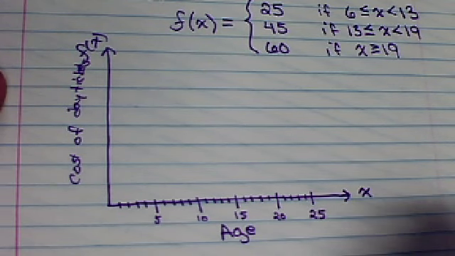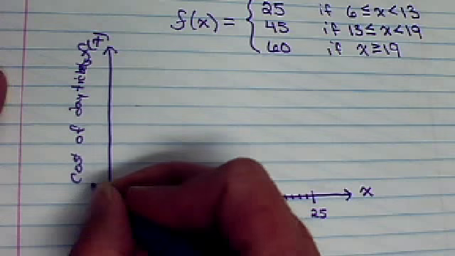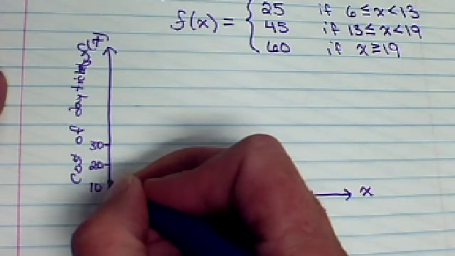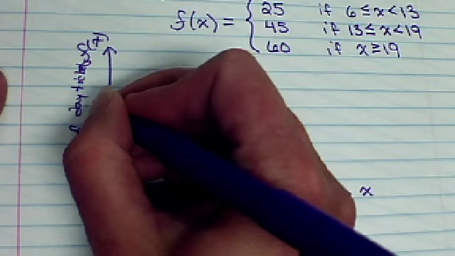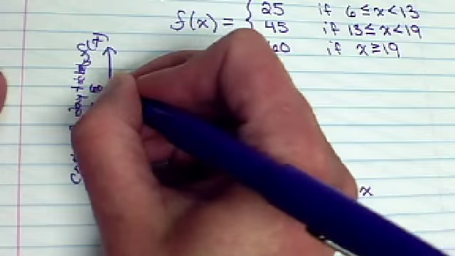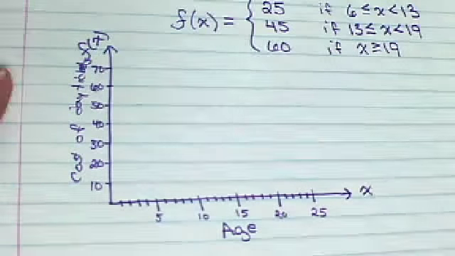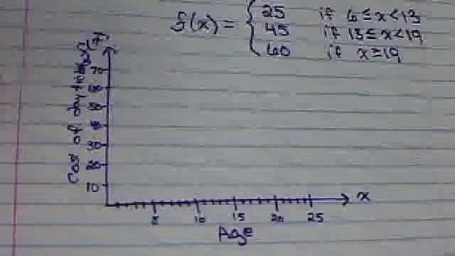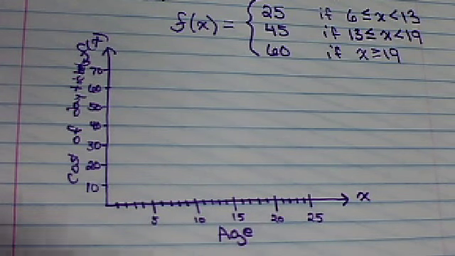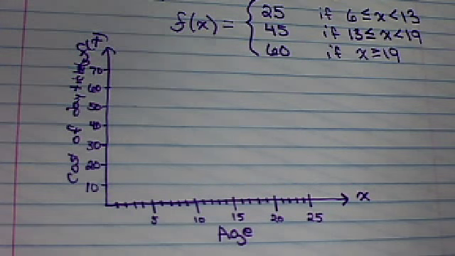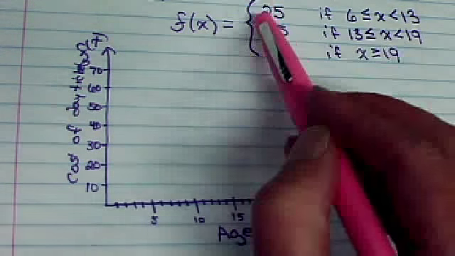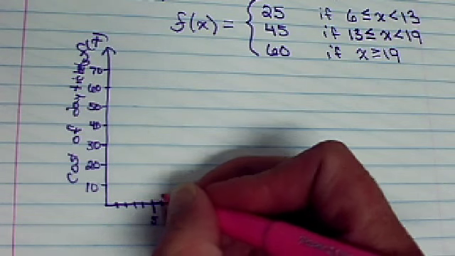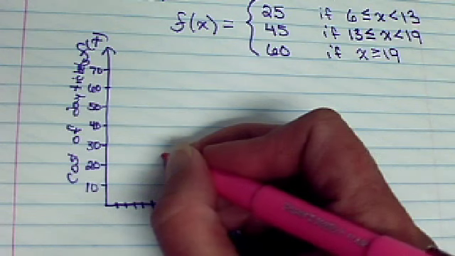Going up, well, how about let's go 10, 20, 30, 40, 50, 60, and 70. So, the people under 5, there's nothing happening there, right? When you're 6 years old, how much are we charging you? Well, that was $25. So, 6 years old goes up to 25.